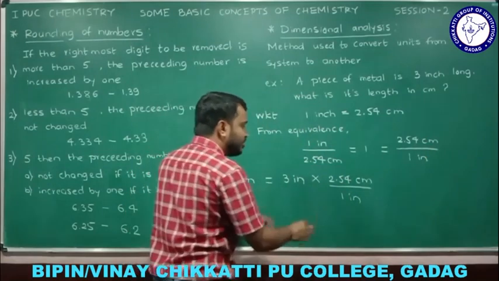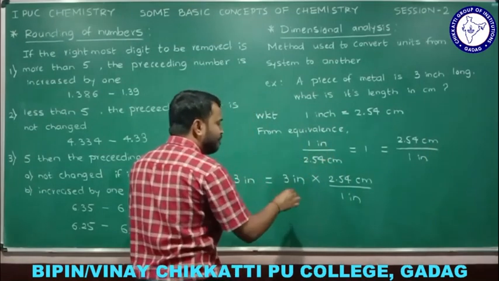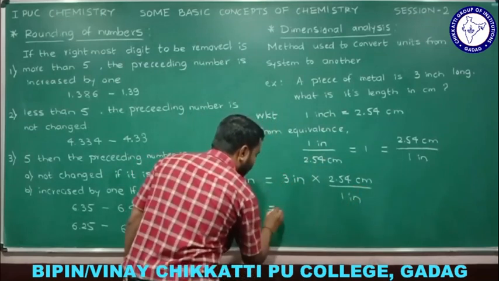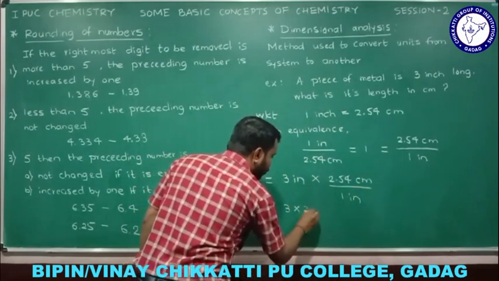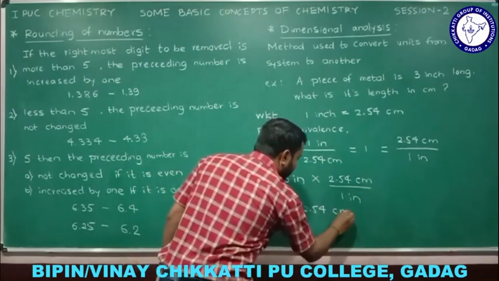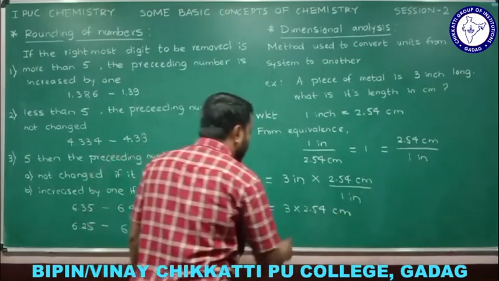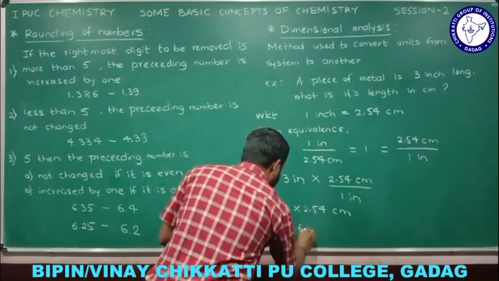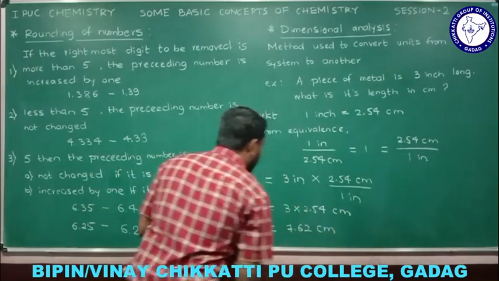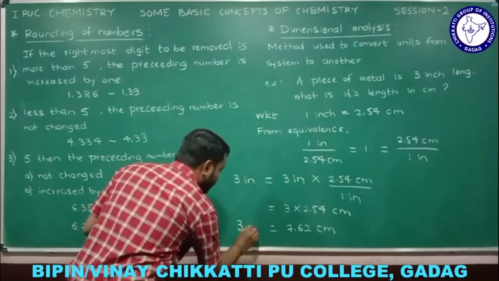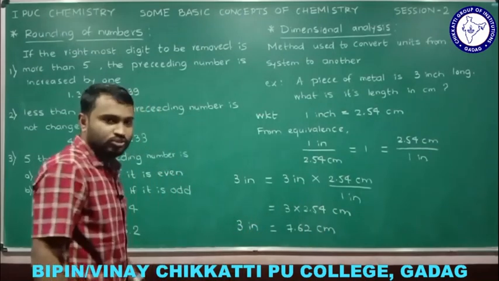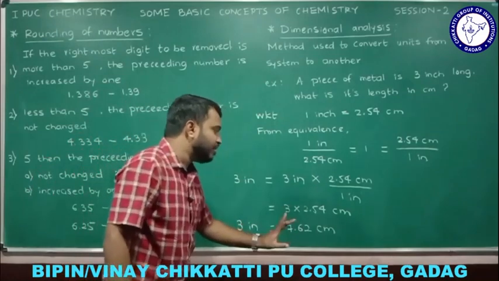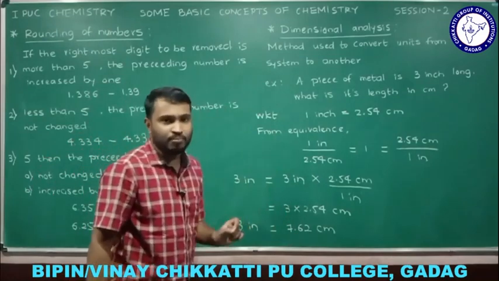Now I am going to simplify that. In a simple way I can say this inch cancels here, and you are left with 3 into 2.54 centimeter, and if you multiply that, I hope you are getting approximately 7.62 centimeter. And what is this actually? This is 3 inch. So this is the way we converted 3 inch into centimeter by using the unit factor method.